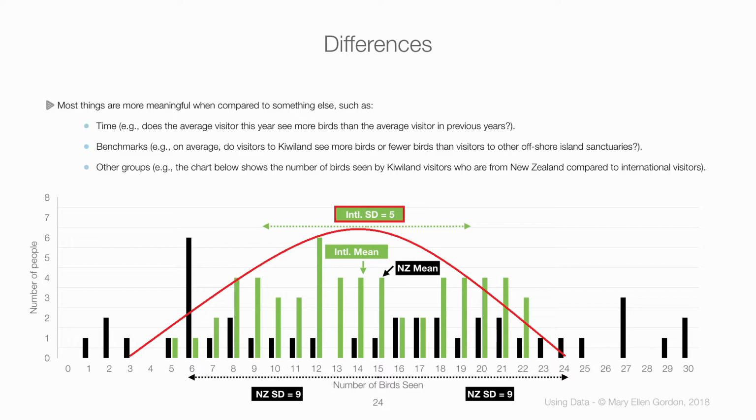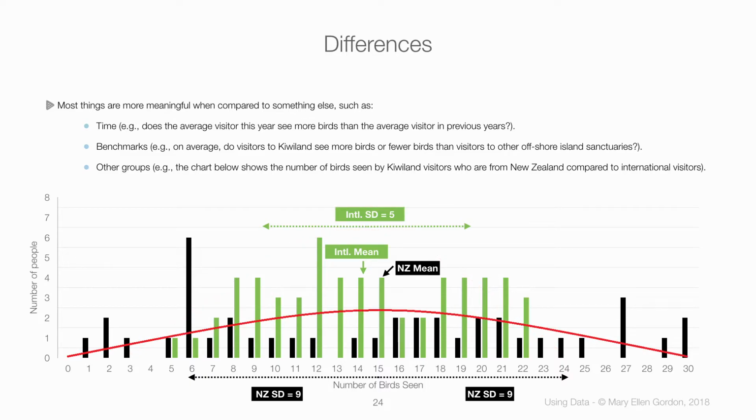The distribution for New Zealanders doesn't look very bell-shaped at all. We can see it looks quite flat with just odd spikes in various places. So in that case, it's worth considering whether there might even be further subgroups among the New Zealand visitors. For example, maybe children versus adults or something like that.